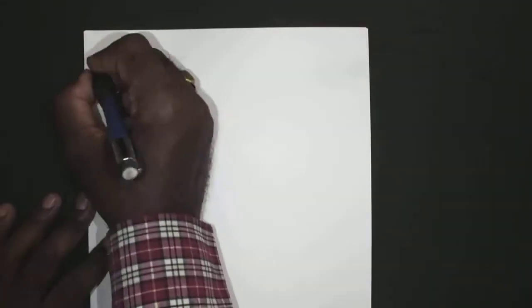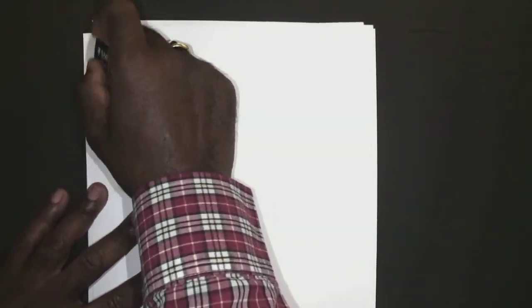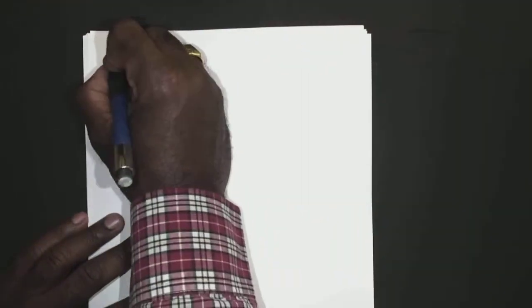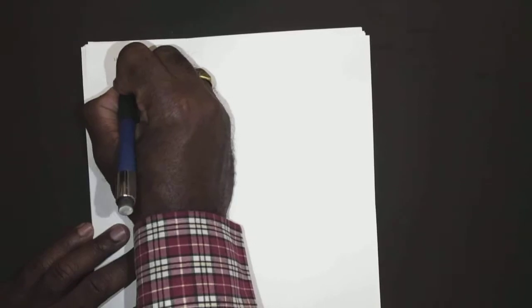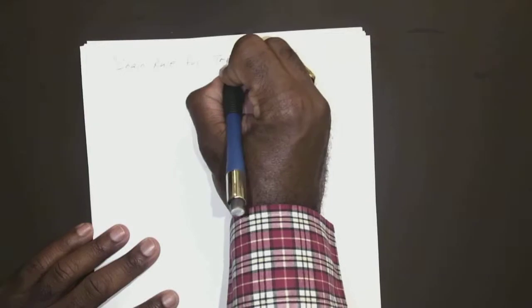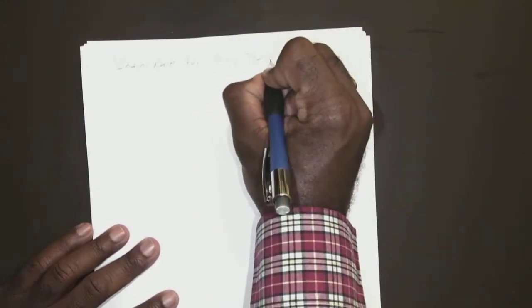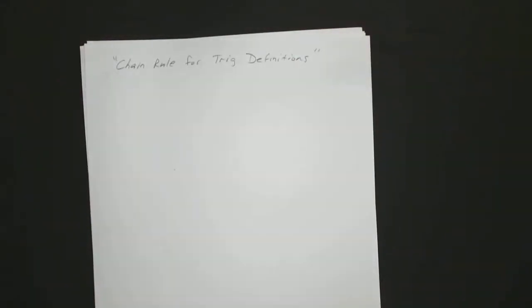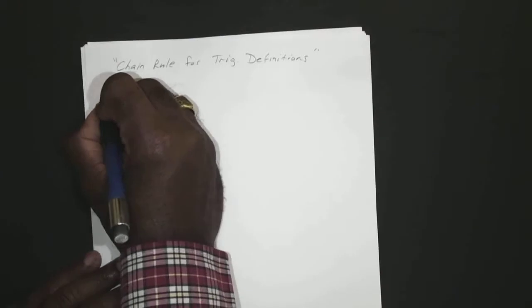Okay, so let's say, for example, actually, I have to go to the trig definitions before we run out of time, and make sure we get those in. Okay, so this is the chain rule for trig definitions. All right, so just remembering all of our trig definitions from before.